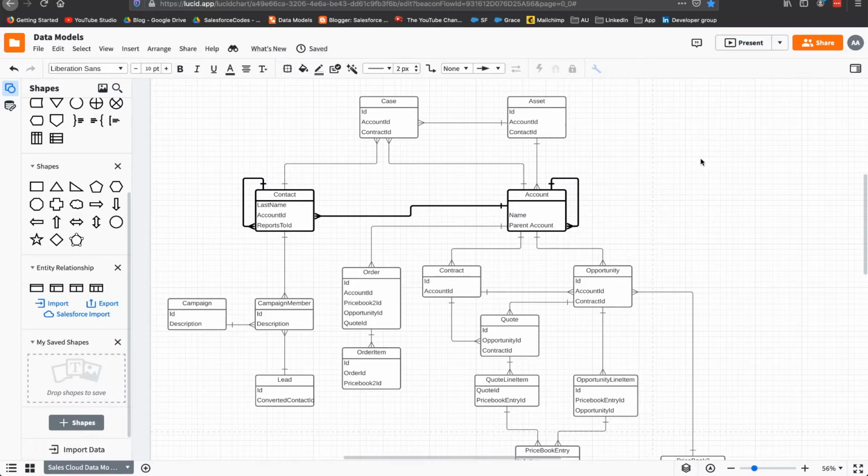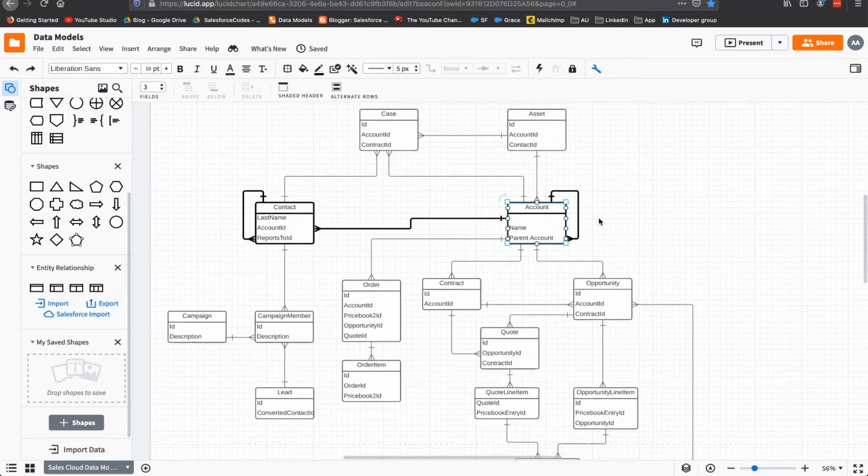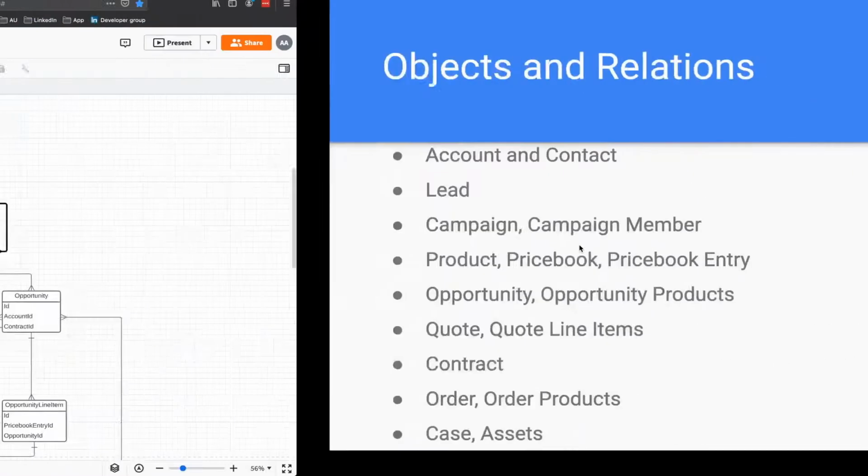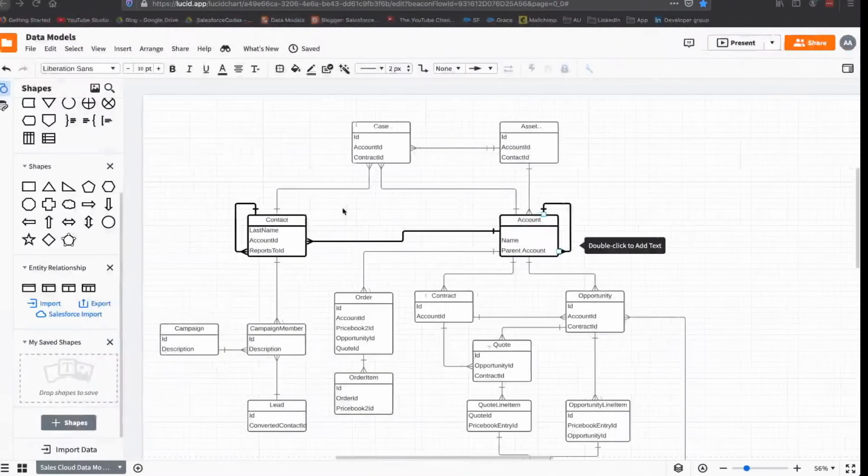Before that, I hope you are familiar with this annotation in the data model. This arrow-based syntax references that the lookup is in this object and it is pointing to this object. So in this case, contact is pointing to account. Basically there is a lookup field in contact that is pointing to account. So at a high level, first let's get started with account and contact.